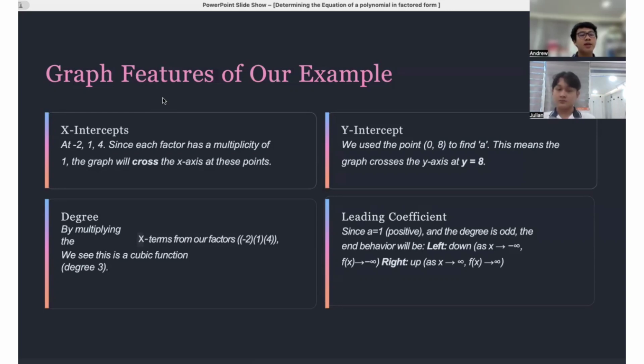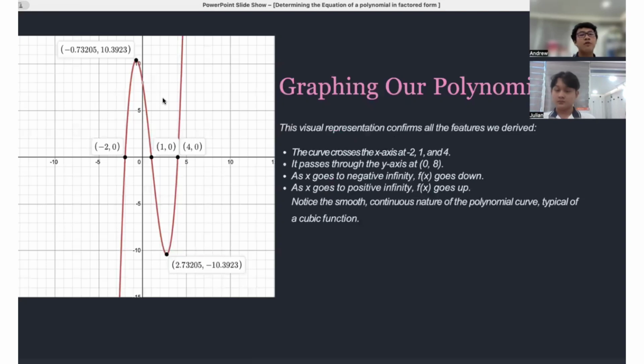By multiplying each term from our factors -2, 1, and 4, we will see that the function is cubic with degree 3. The leading coefficient is positive, and the degree is odd. The end behavior will be downward on the left side and upward on the right side. So this is our graph. This representation confirms all the features we derived. The curve crosses the axis at -2, 1, and 4, and it passes through the y-intercept at (0, 8). As x goes to negative infinity, f of x goes down, and as x goes to positive infinity, f of x goes up.